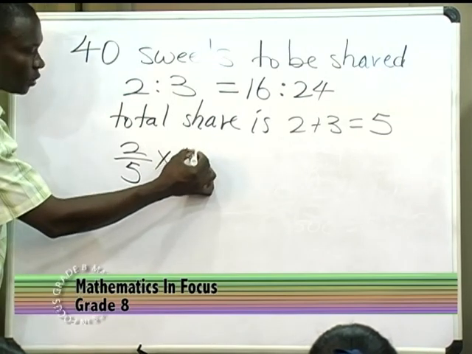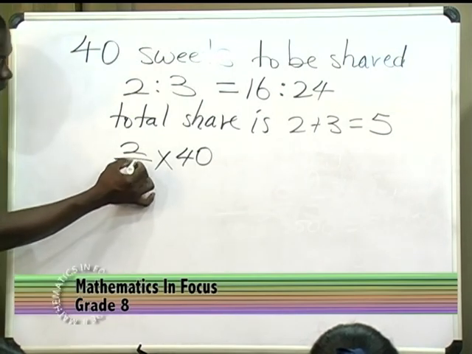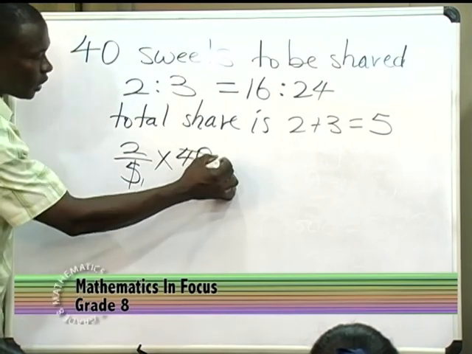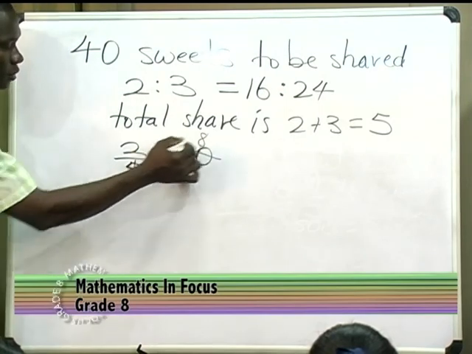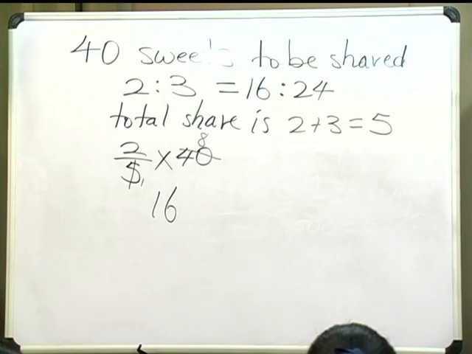So it's 2 out of 5, or 2/5 of 40. And we work this out. 5 into 5, 1. 5 into 40, 8. 2 8s gives us 16, which we had there, correct?